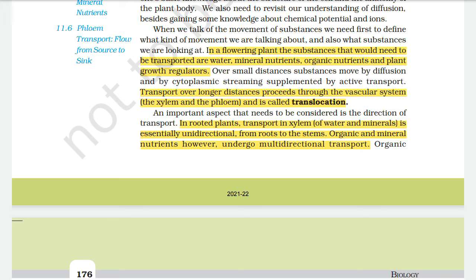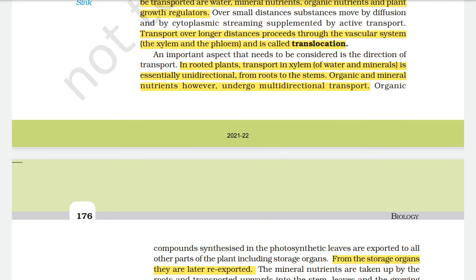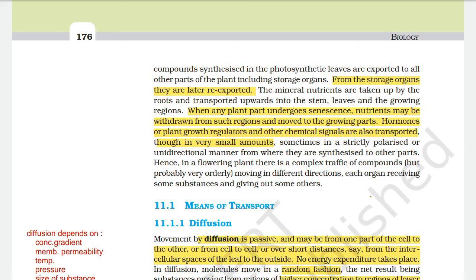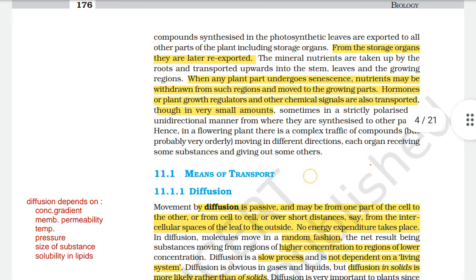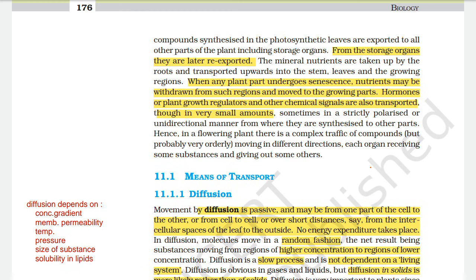For xylem transport, the transportation is basically unidirectional. But in case of phloem transport, the transport is multidirectional. It can be uni or bidirectional. Next, from the storage organs, the nutrients are later re-exported. Why are they re-exported? Because from time to time, due to the fluctuation of seasons, the source sink relationship also gets changed, and we will read this further.